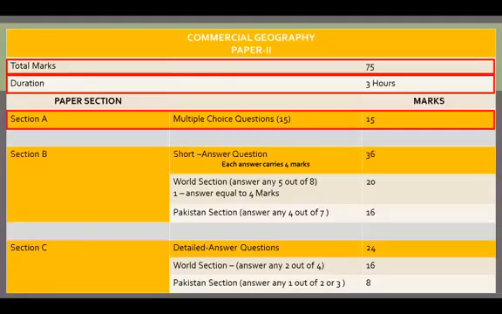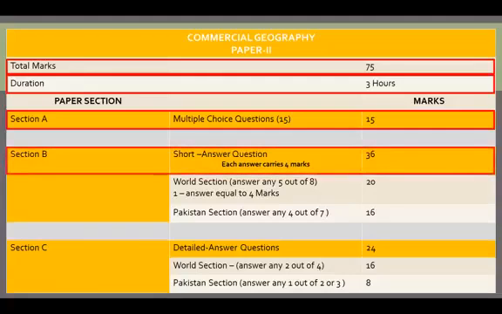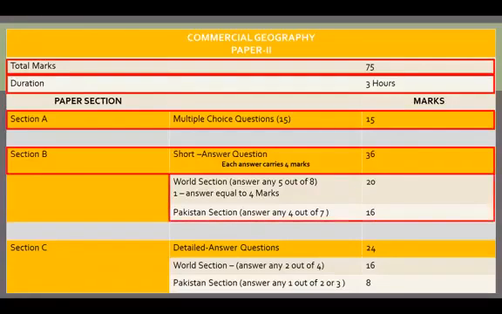It covers all the topics, and a student needs to practice lots of short answers and lots of MCQs from their books. Then we have section B. Section B is a short answer question section, and it carries 36 marks. Each answer carries 4 marks. In that section, the world section and Pakistan section are again separated, and one answer equals 4 marks.